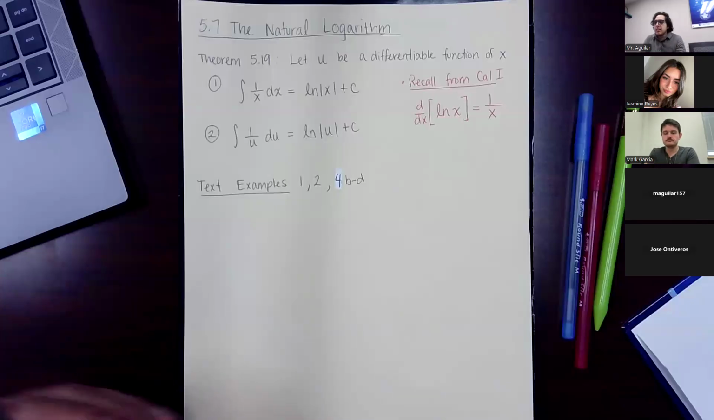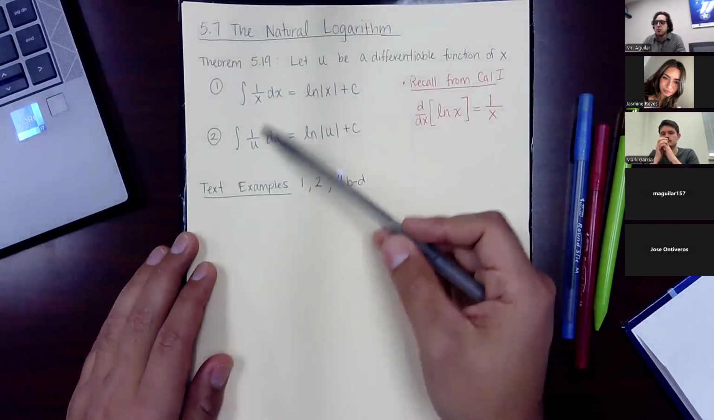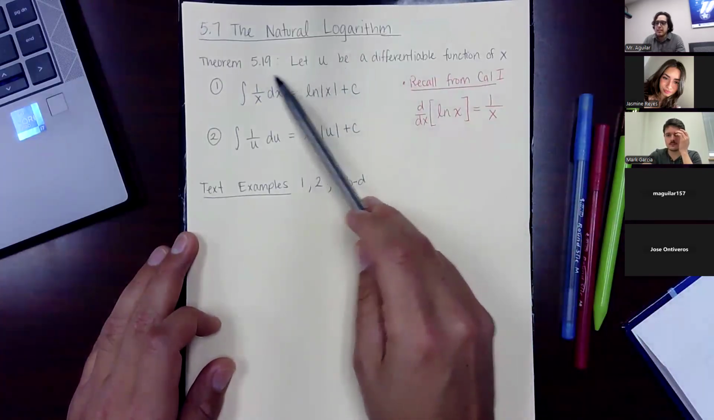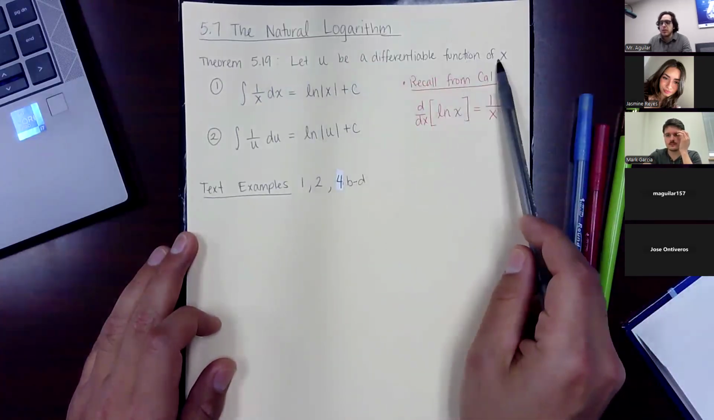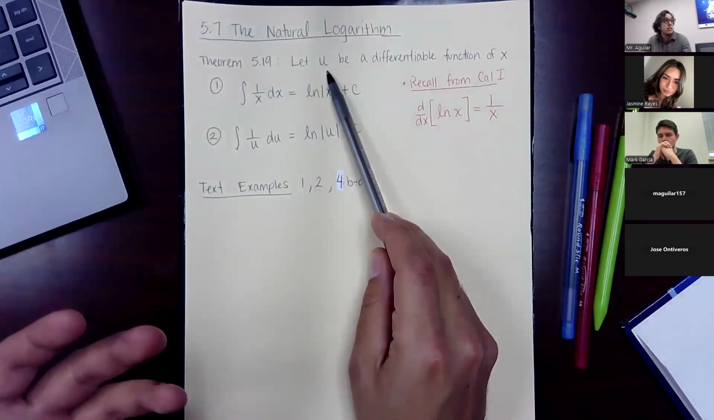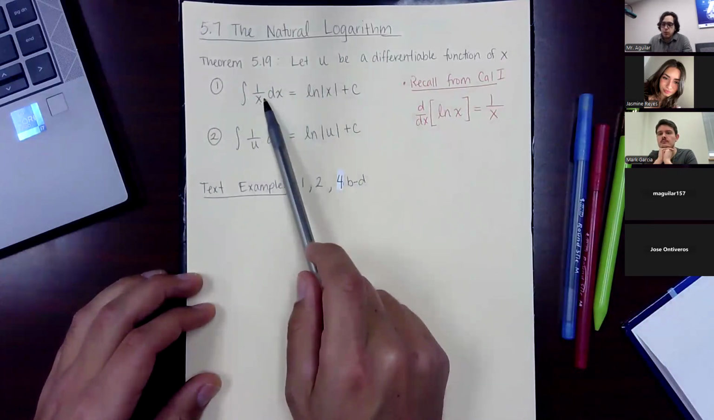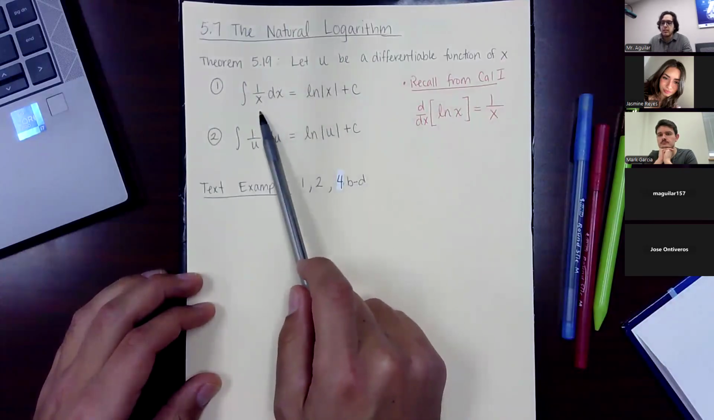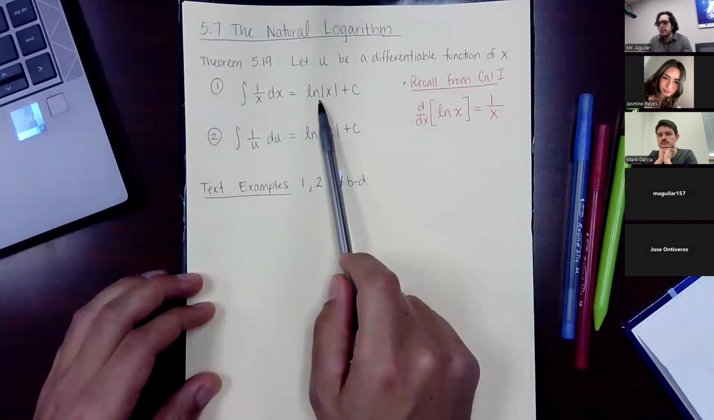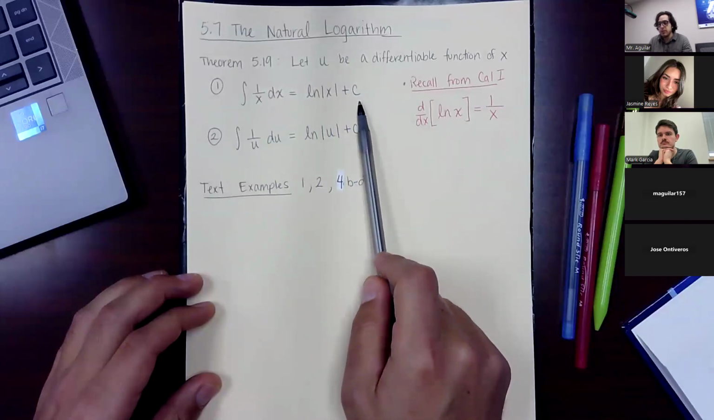There we go. Section 5.7 starts off giving you these theorems, right? These two sort of points of interest about the natural logarithm function. So it says, let u be a differentiable function of x, right? And that's just because we've been doing u substitution since section 5.5. If you don't have a more complicated function, you just have 1 over x, then the integral of that with respect to dx is the natural log of the absolute value of x plus your constant of integration.